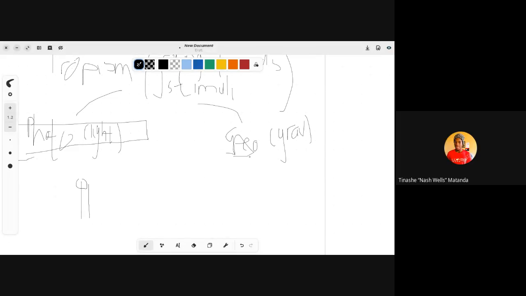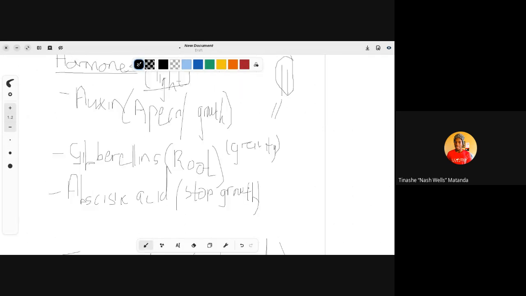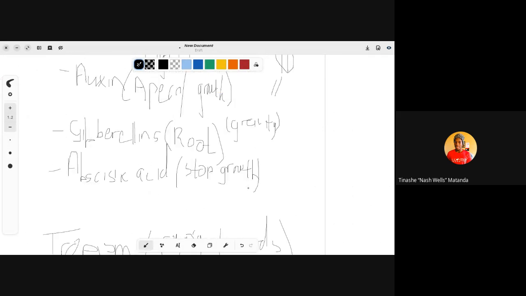Okay. Let me take a step back. We first looked at the auxins that are in plants. We said the first hormone was the auxins, and auxins are responsible for apical growth. They are there to bring the growth of the bud of the plant, that upward growth, and they grow in the direction of the light. As long as you have these auxins, they'll bring that growth towards the light.